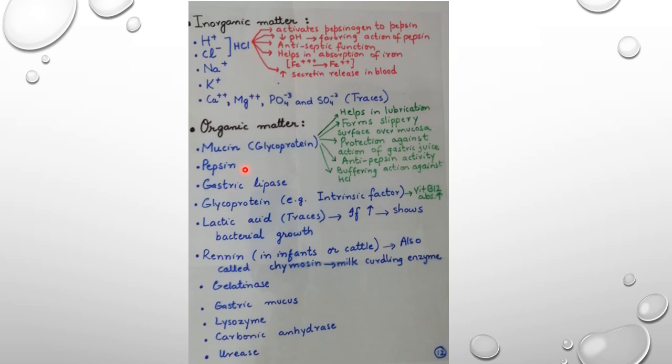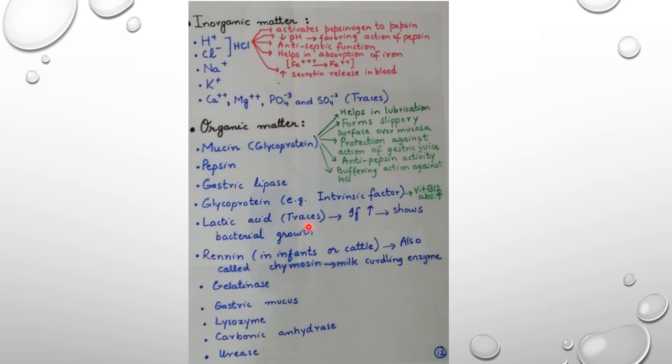The protein digesting enzyme found in gastric juice is pepsin. The lipid digesting enzyme gastric lipase is also found in gastric juice. Then a glycoprotein called intrinsic factor is produced from the parietal cells of the stomach, which helps in the absorption of vitamin B12 in the ileum of the small intestine.